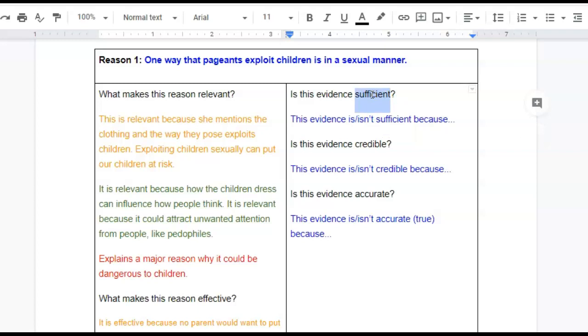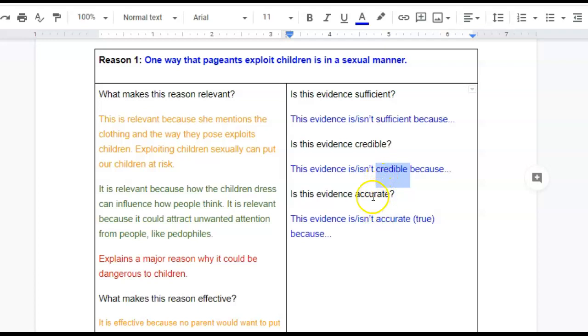Second, is this evidence credible? We talked about credible meaning believable in the entry event video and in class for the entry event. Is this evidence credible? Is it from a credible source? Is it from a credible person? Is it from a credible article? So thinking about, is this credible? Can we believe it and trust it?